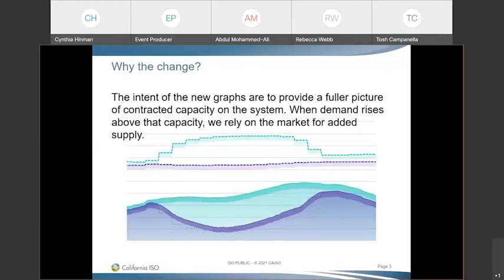So why did we make this change? Well, a couple reasons. We wanted to provide a more complete picture of contract capacity on the system, and it allows stakeholders to monitor the amount of RA capacity that's available compared to the needs of the system. So it's all about transparency, providing additional information for our stakeholders. So let's dive into the new features, starting with the sub-navigation that's been added.